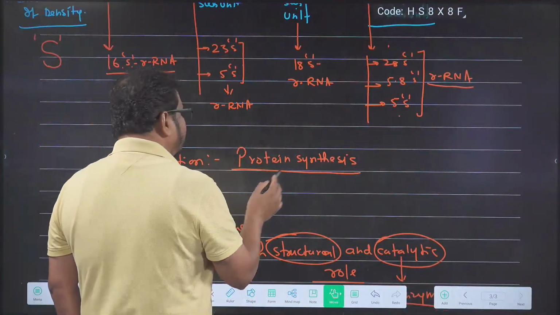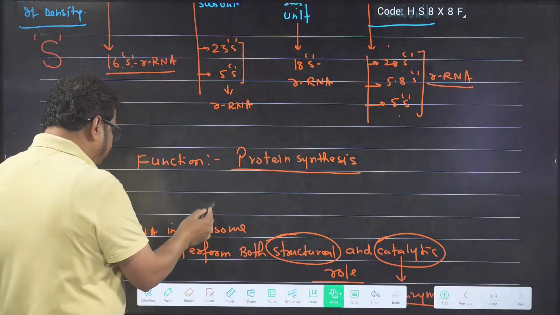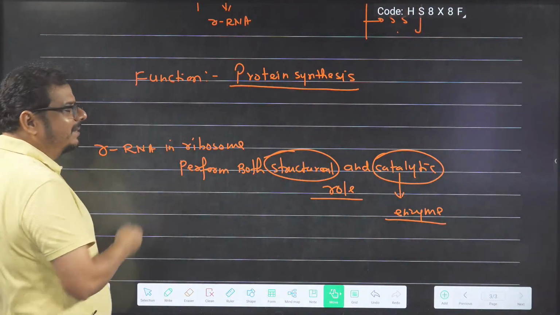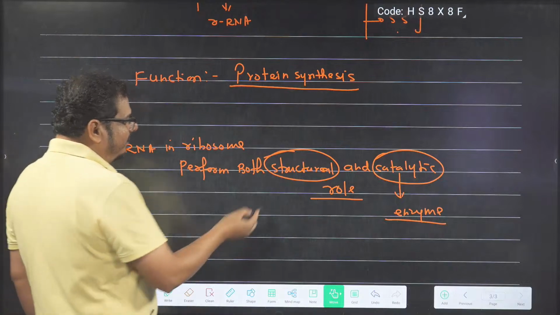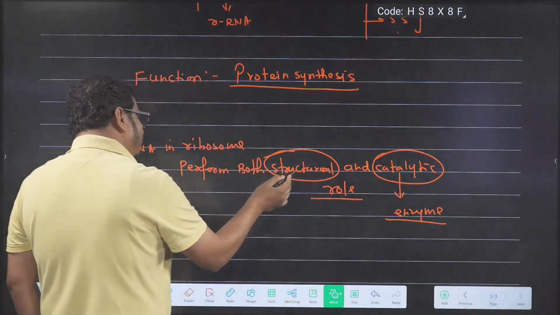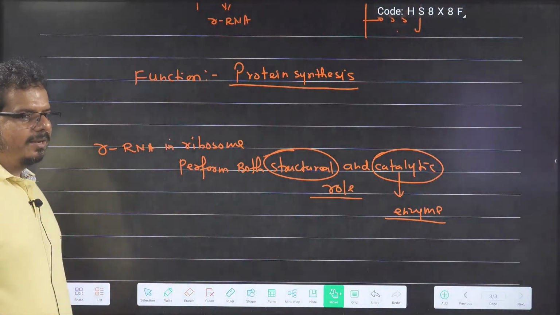Function of the ribosome is protein synthesis. One of your friends asked, sir, what is the function of rRNA? So I wrote the function of rRNA also. It performs a structural and catalytic role. It forms the structure of ribosome and it acts as an enzyme as well. So this is about the ribosome.